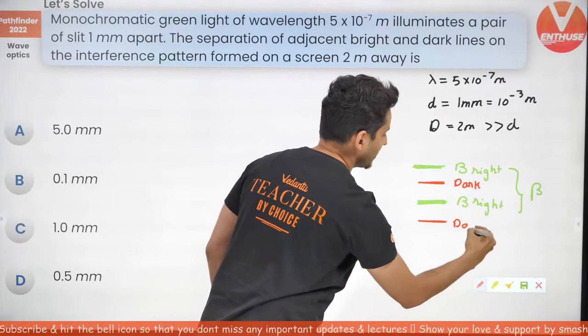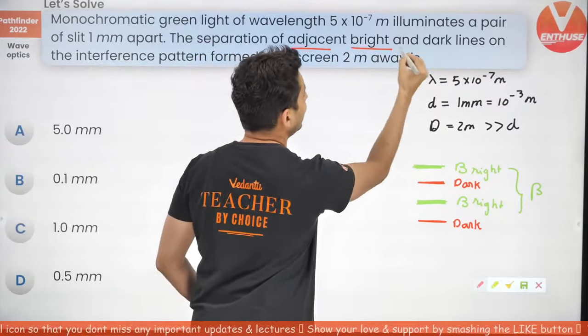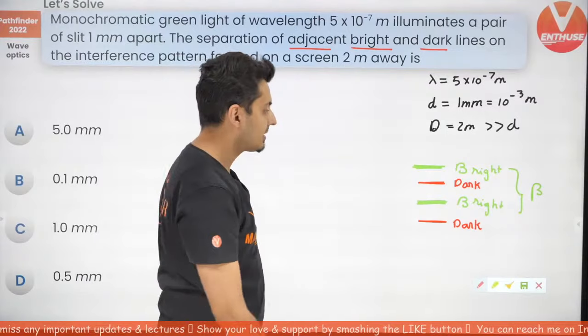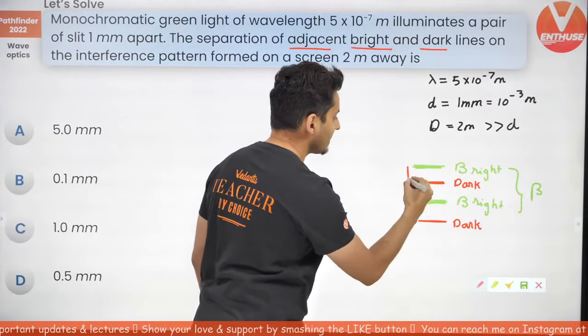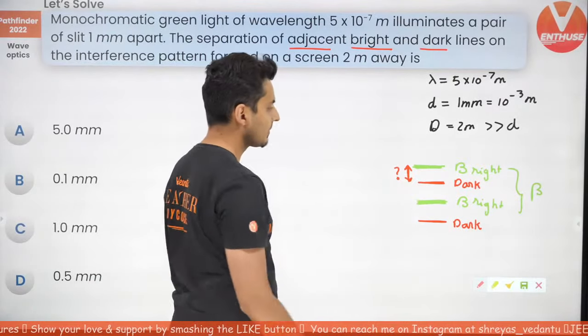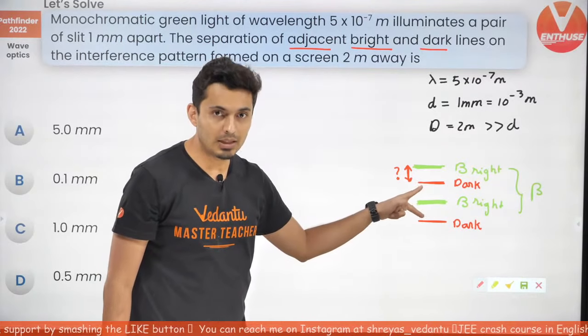Now, what does the question ask you to find? Separation between adjacent bright and dark lines. Adjacent bright and dark lines. That means the question is asking us to find what is this distance. What do you think is this distance? Is it beta, the fringe width?